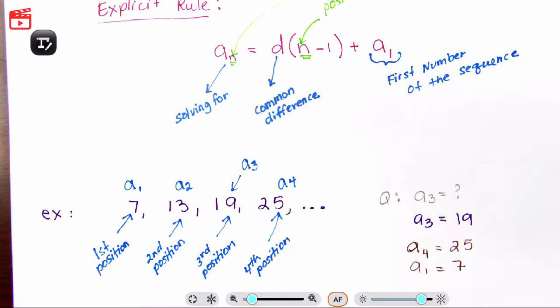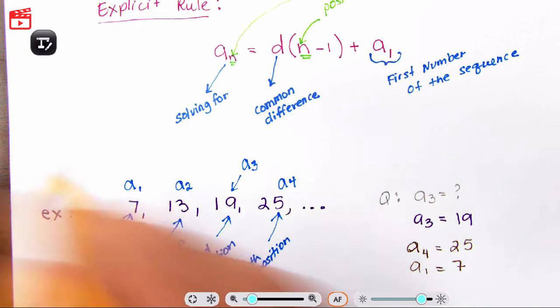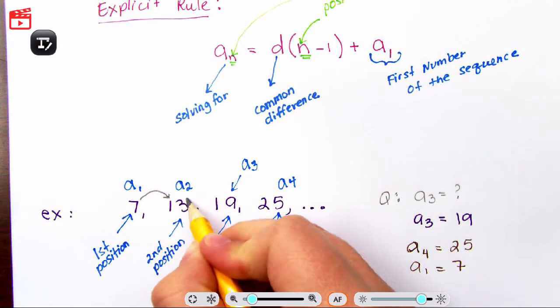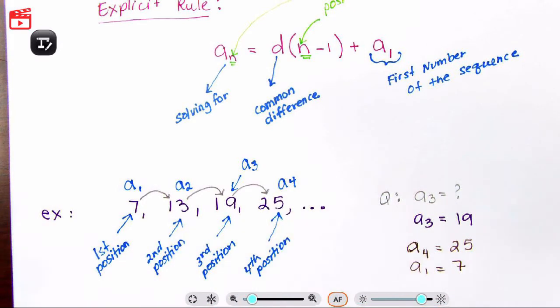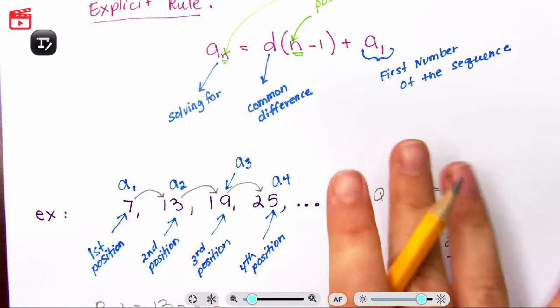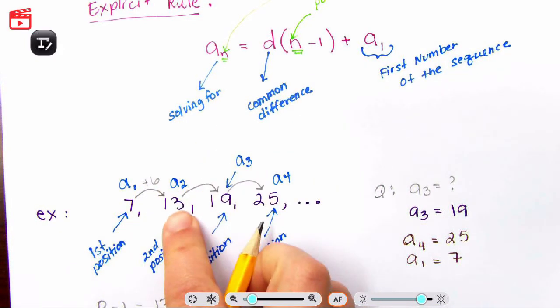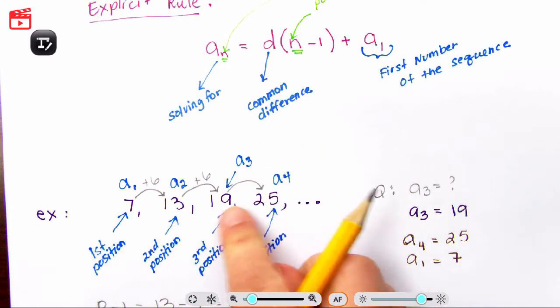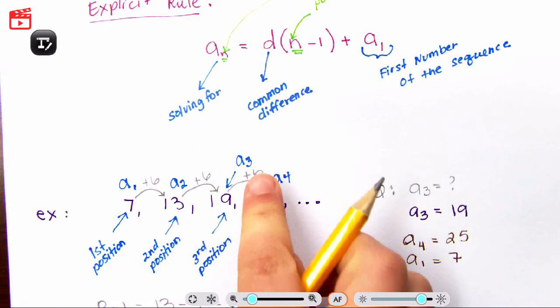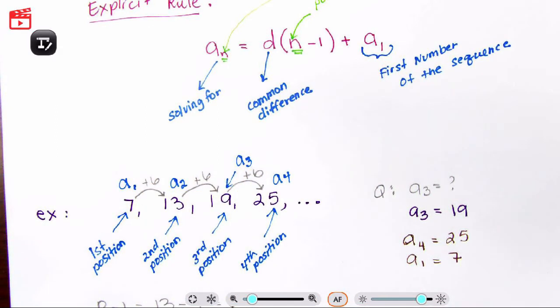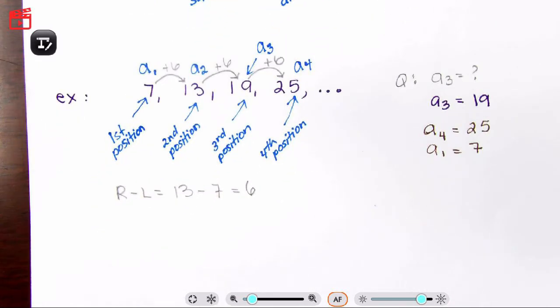Now, D is the common difference. Remember, D is asking you, how do I get from 7 to 13, 13 to 19, 19 to 25? What happens? Or you can take your right minus your left. So I can do 13 minus 7 and get an answer of 7, 8, 9, 10, 11, 12, 13, which is 6. So from 7 to 13, I have to add 6. From 13 to 19, I add 6 again. And from 19 to 25, I add 6 again. If one of these is different, that means you do not have a common difference, and therefore you stop. You do not continue. So let's go ahead and write a rule for this sequence.